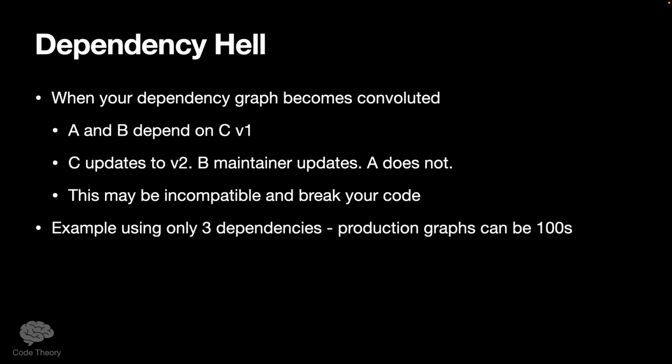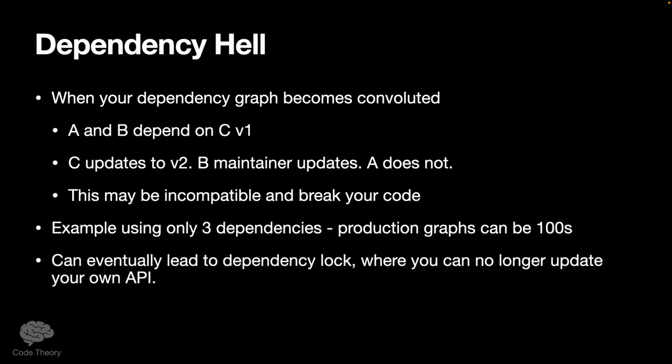So this example is simple. We're talking about 3 dependencies that are doing versions and updates. Production code can have hundreds and hundreds and hundreds of dependencies in their dependency graph. So you end up with this dependency hell situation very frequently.